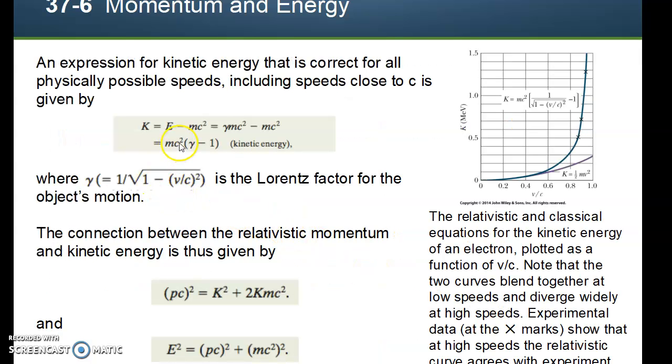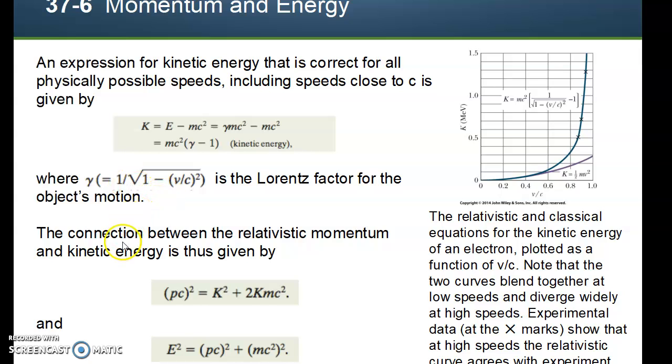An expression for the kinetic energy that is correct for all physically possible speeds, including speeds close to the speed of light, is given by this equation right here. So it's mc squared times gamma minus 1, the kinetic energy. And gamma, 1 over the square root of 1 minus v squared over c squared, is the Lorentz factor for the object's motion.